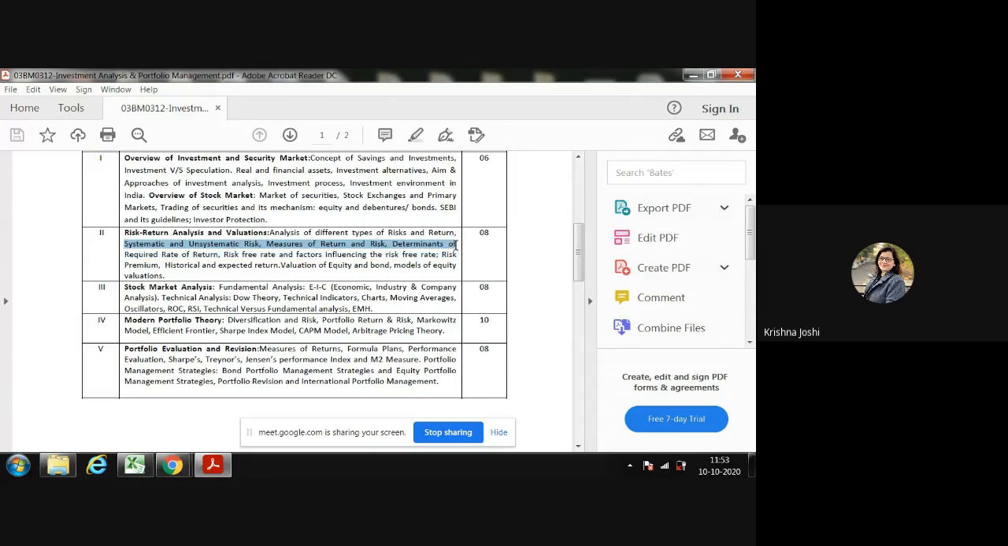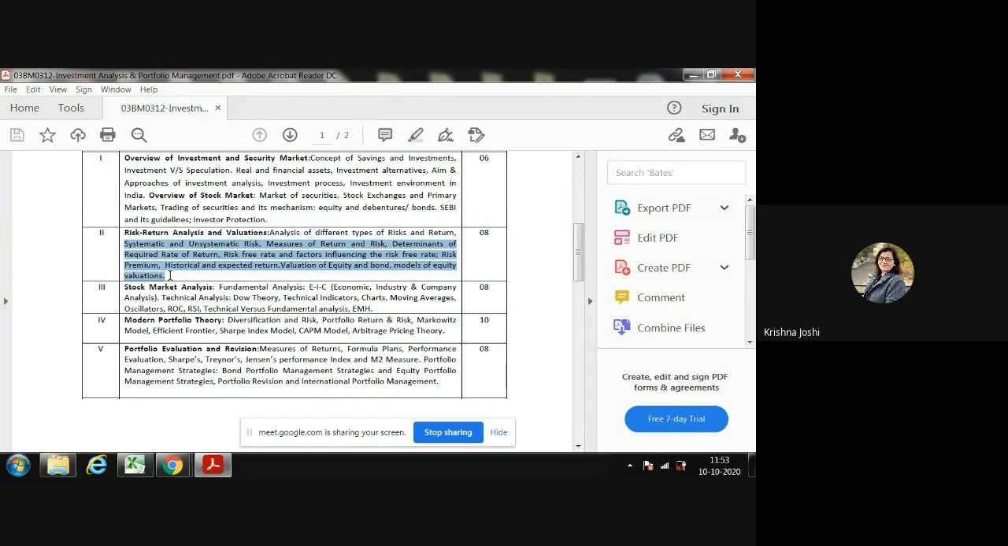Then we discussed the determinants of required rate of return. We discussed the risk-free rate and factors influencing the risk-free rate of return. We also discussed the risk premium. Then we learned to calculate historical and expected return, historical and expected risk, right? Then we did valuation of equity and bonds and models of equity valuation. I told you there are 4 models rather. One is the same dividend every year, no growth model. One is constant growth model. Third is CAPM, and one is earning model.